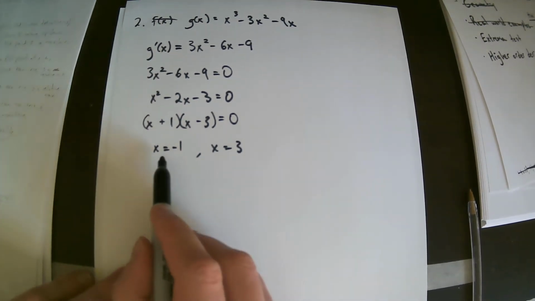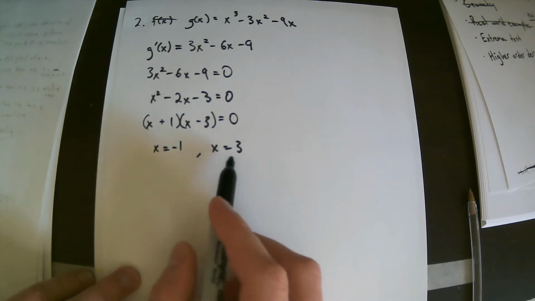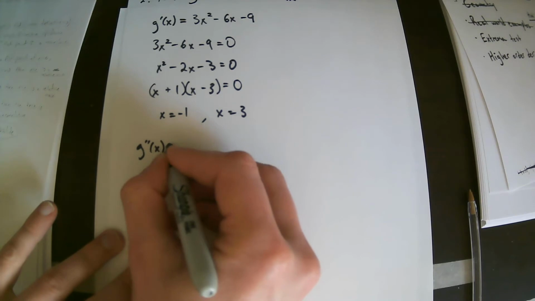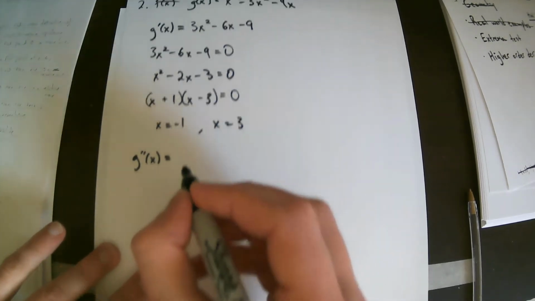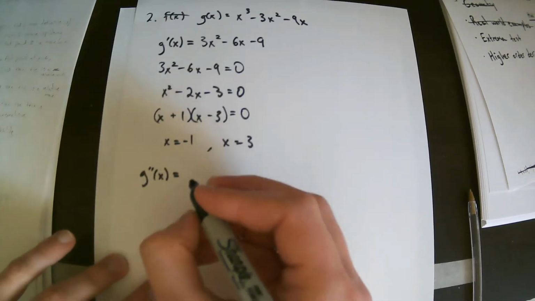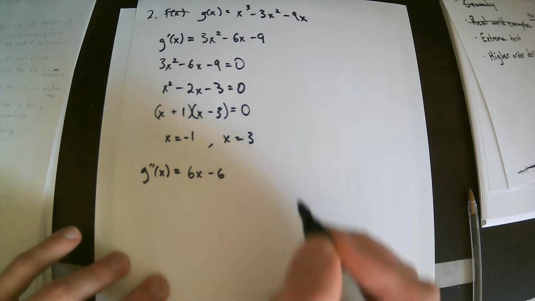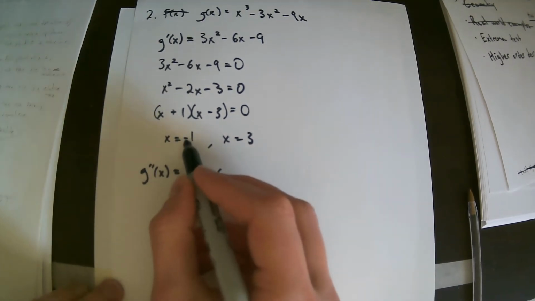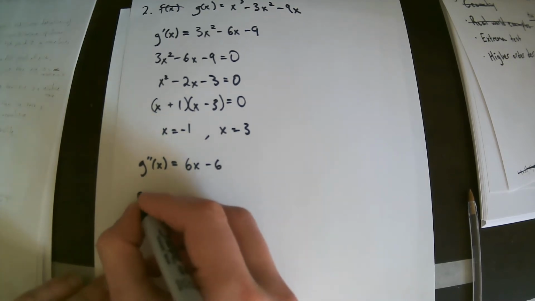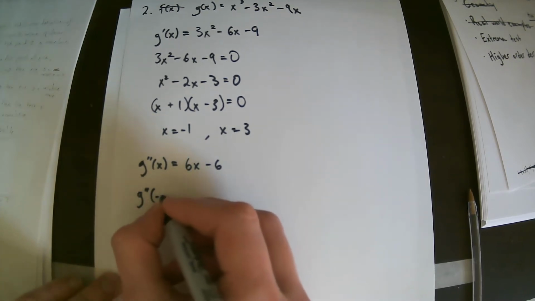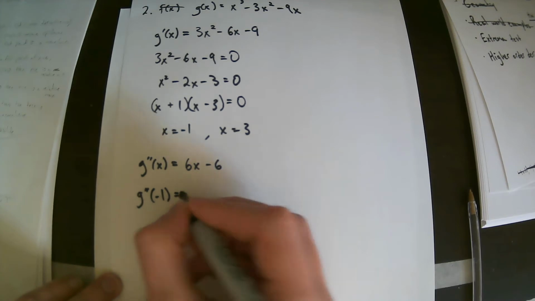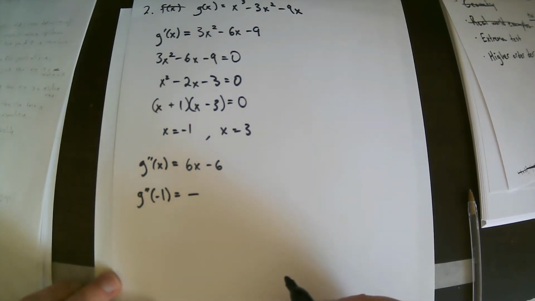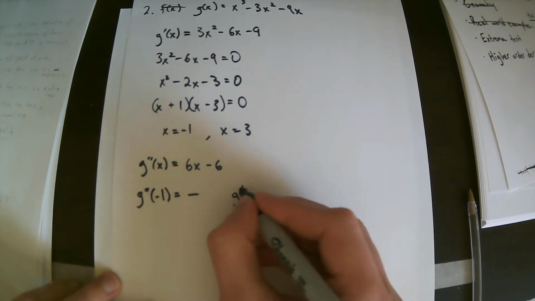Now, is this one a relative max or min? Is this one a relative max or min? Well, all I have to do is find the second derivative, which will be taking the derivative of this, so I'll get 6x minus 6. And now I just plug these into the second derivative. So g double prime of negative 1 is going to be negative 6 minus 6. That's definitely going to be negative. That's all I care about, the sign.